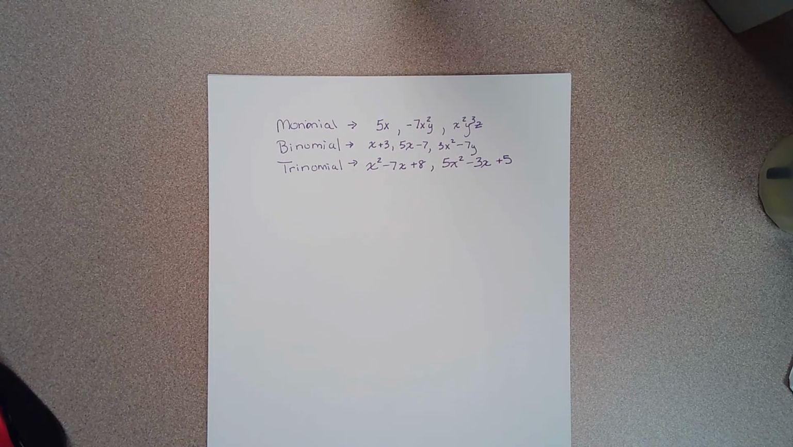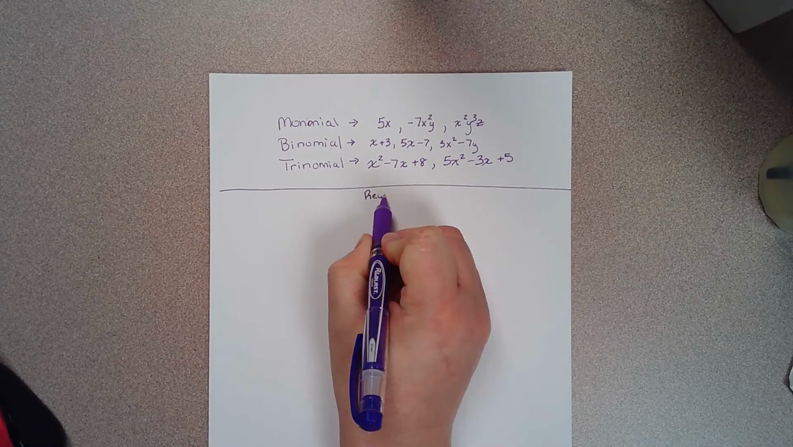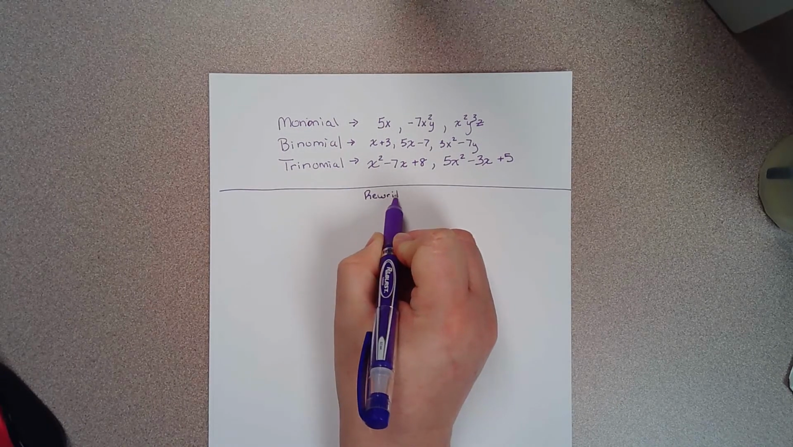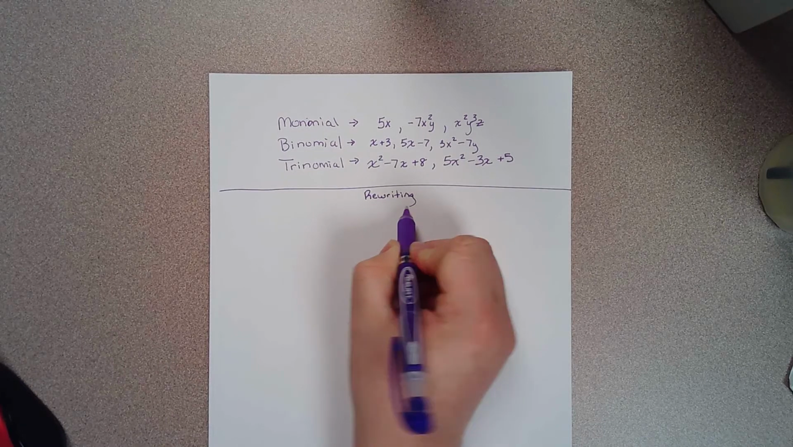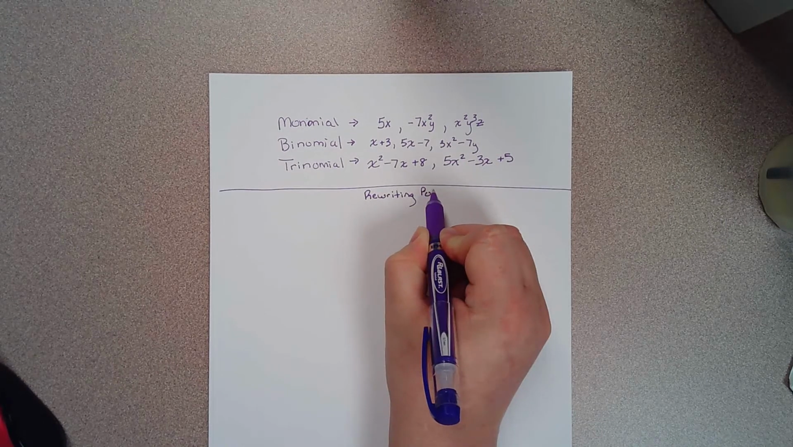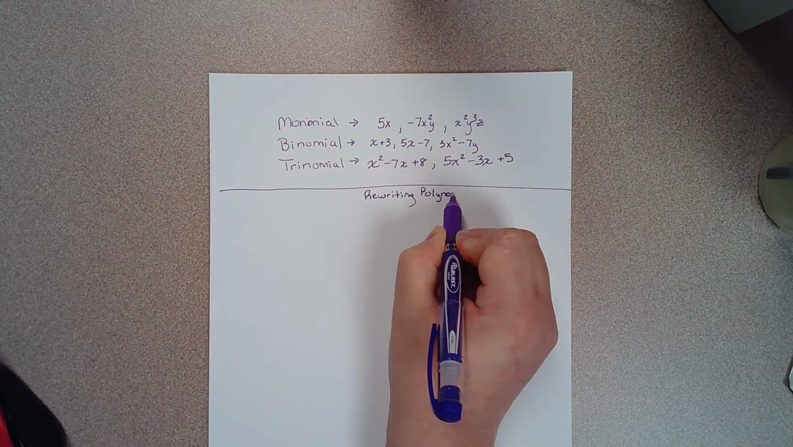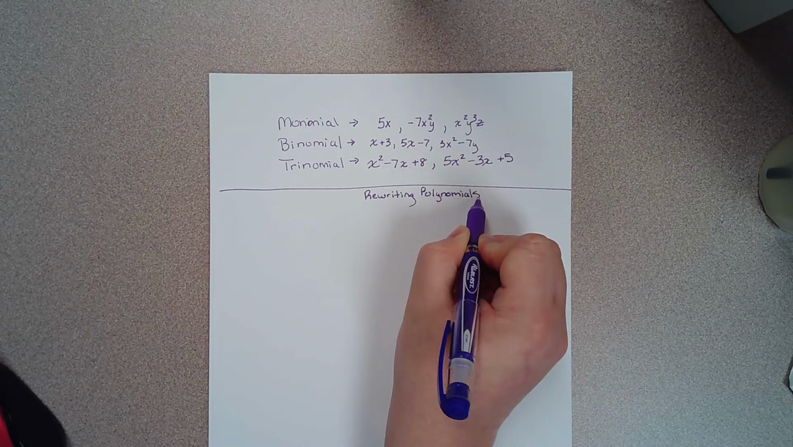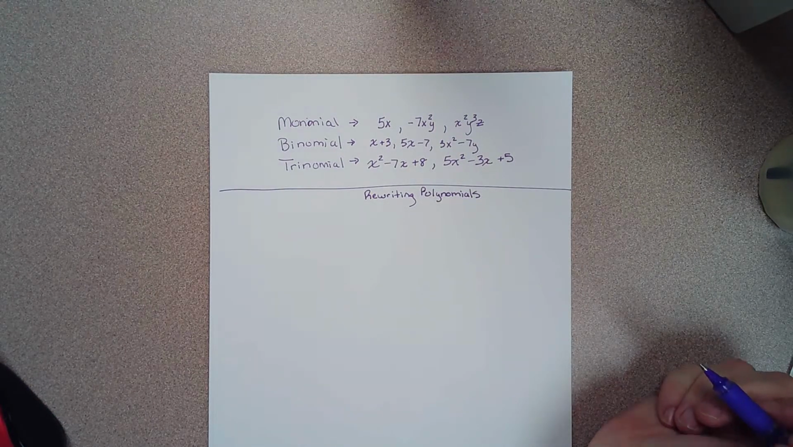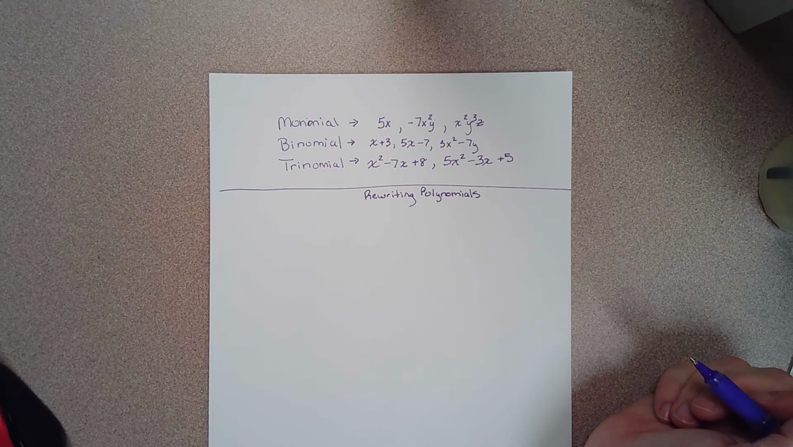Now, some important habits that we need to get into are going to be listing them. So part of the homework assignment, you're going to notice that they want you to rewrite polynomials. So rewriting them means that we're wanting you to put it in a specific order. So for us, our order is quite simple. We're going to put the biggest exponent first and work our way down.